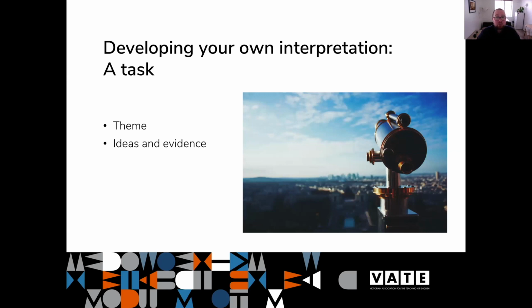It would be really useful if you could repeat this process for more than one theme from your text. I would suggest repeating it for 3 to 4 themes. So pause the video now and undertake that task.